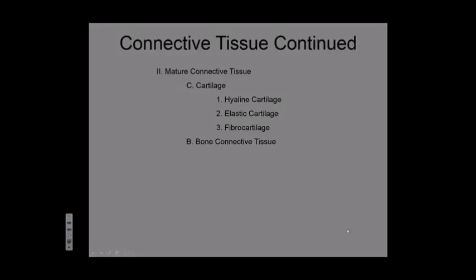Already done most of these images on this PowerPoint. Now we're going to look at hyaline cartilage, elastic cartilage, fibrous cartilage, and bone as connective tissues. We'll save blood for a later date.